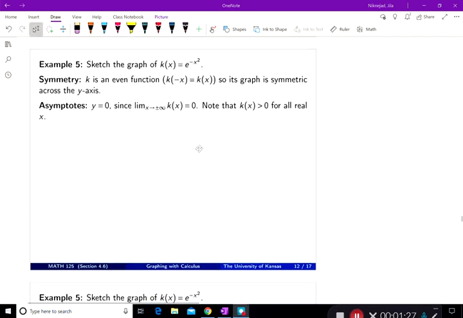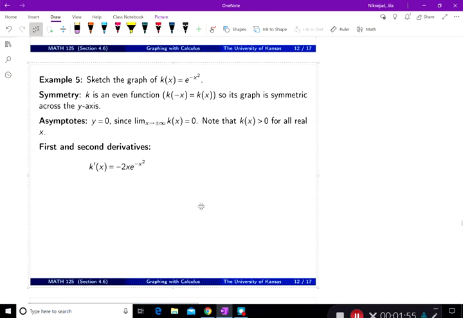Also, I noticed that because it's an exponential, and there are no shifts or any transformations, the function is always bigger than 0. So we found that there is no vertical asymptote, the horizontal asymptote is y equal to 0, and we found that it's symmetric.